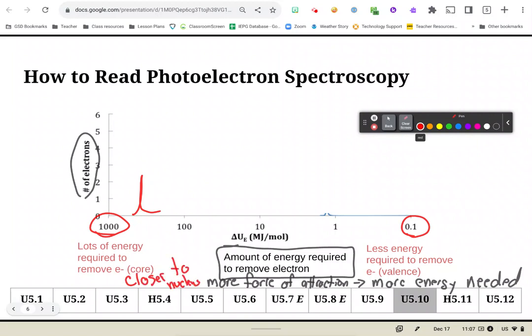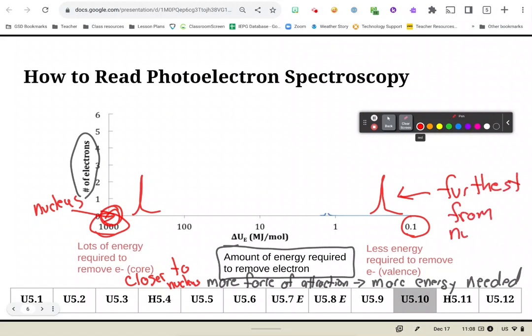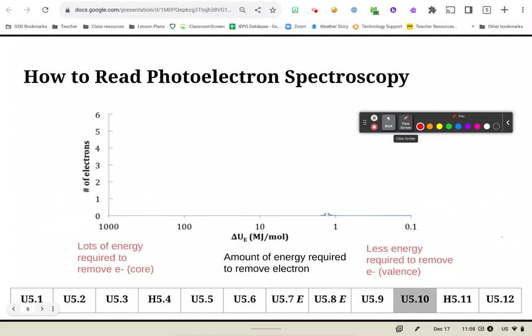So you can kind of think of the nucleus as being right here. And then as you go further away from the nucleus, it requires less energy to remove it. So when you have peaks that are way out here on this right side, this peak is going to be furthest from the nucleus. So it's nice because it lines up with the electron configurations that we've been using from our periodic table. So let's put one of these into practice and see what it looks like.